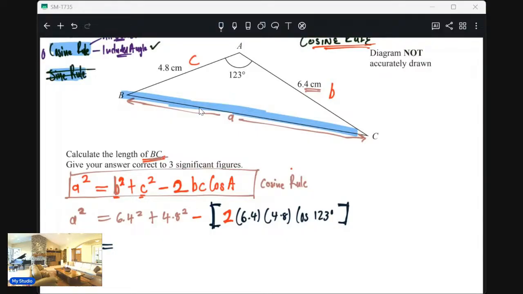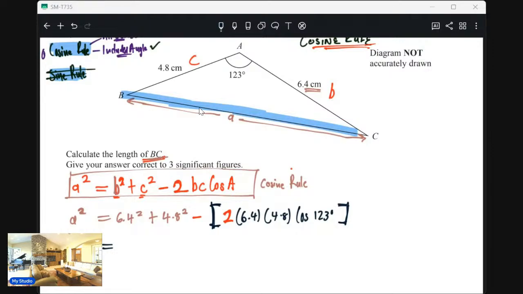We say 6.4 squared plus 4.8 squared. Squared is that x squared button. 4.8, then you press this button, squared. Then you say minus, then you open a bracket. Then you say 2, then open a bracket again. Then you say 6.4, you close the bracket. You open another bracket, you say 4.8, you close that bracket.